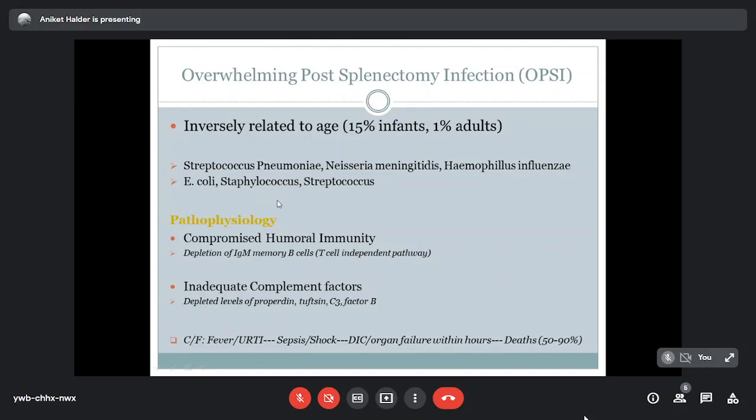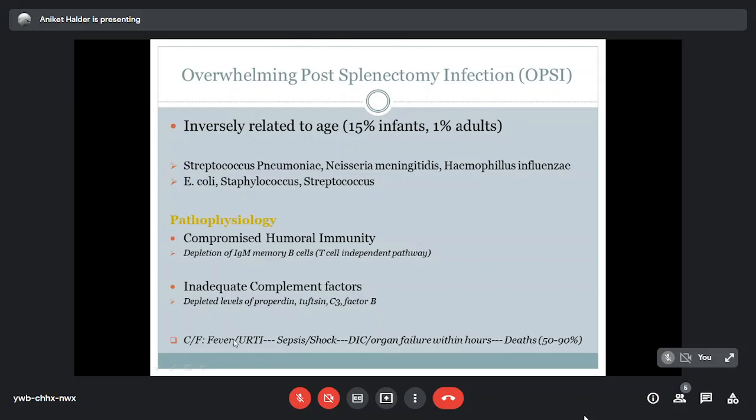coli, staph, or streptococcus. Now, the pathophysiology, as I had said, is mainly due to depletion of the IgM memory B cells present in the marginal zone, and there is compromised humoral immunity due to depletion of these cells, and also there is absence of the innate immunity conferred by the specialized macrophages present in the splenic marginal zone. So there are also inadequate complement factors, that is, depleted levels of properdin, tuftsin, or factor B, because the spleen is involved in the production of these complement factors.